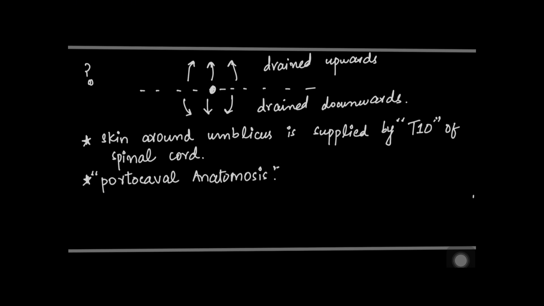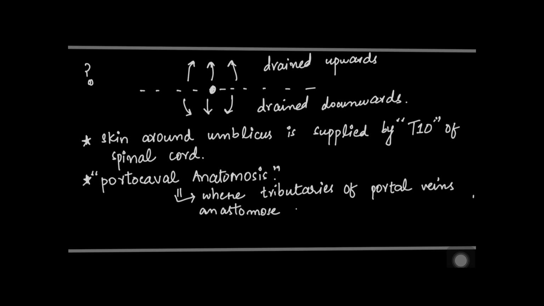Portocaval anastomosis is found at the level of the umbilicus. What is the portocaval anastomosis? It is the anastomosis where tributaries of the portal vein anastomose with the tributaries of the systemic veins. It has its own clinical significance.